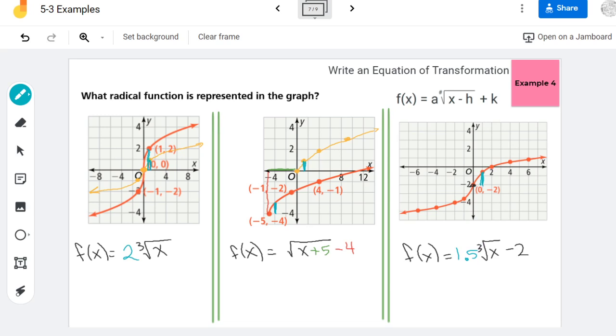But there we have it. That is writing the equation of a graph based off of the graph using transformations.